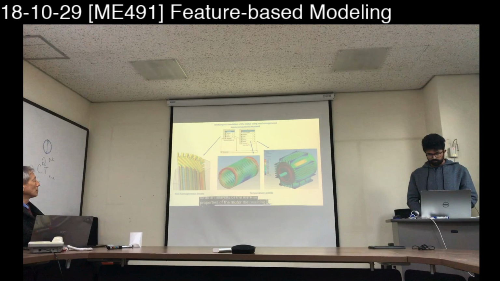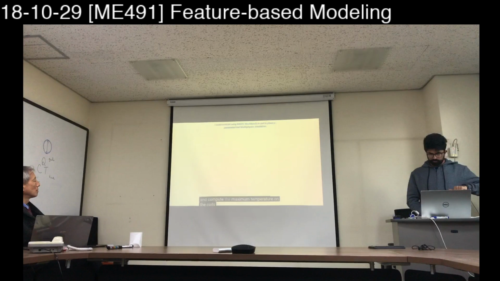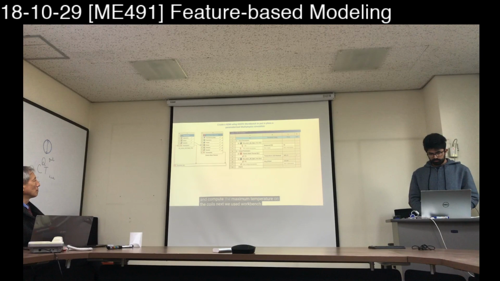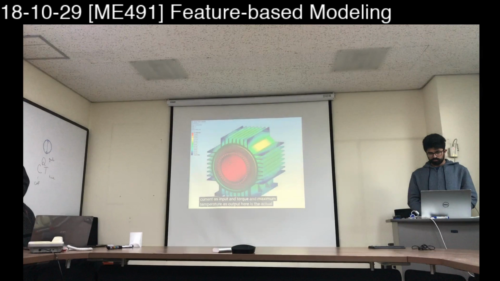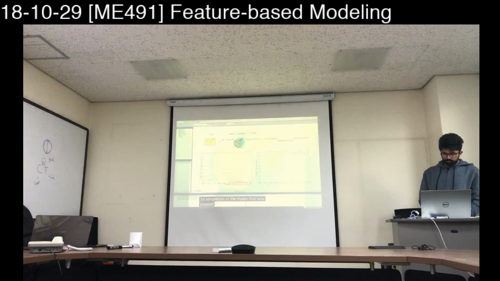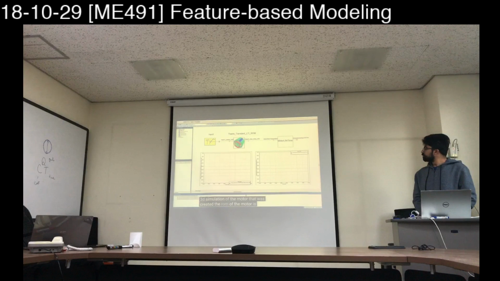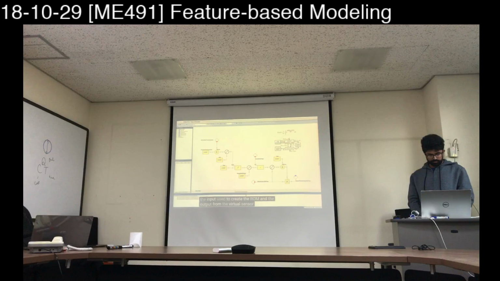The resulting 3D physics simulation was used to detect and compute the maximum temperature on the coils. Next, we used Workbench to create the reduced order model with current as input and torque and maximum temperature as output. Here is the actual 3D simulation of the motor that was created. The ROM of the motor is brought into the system simulation platform ANSYS Twin Builder. You can also see that the input used to create the ROM and the output from the virtual sensor result in the expected lifetime of the motor.